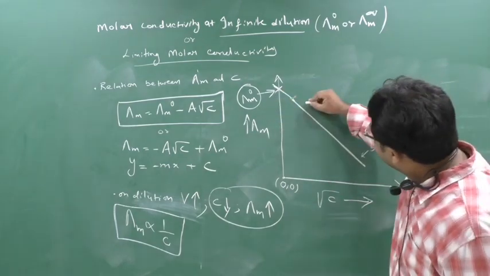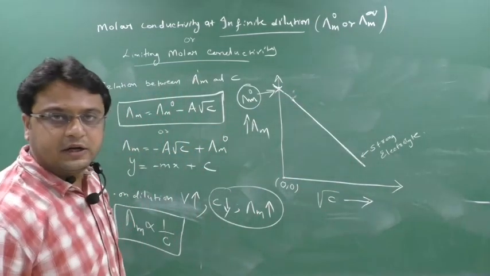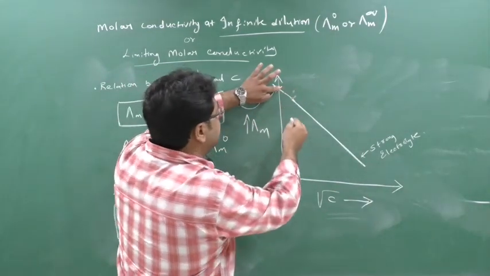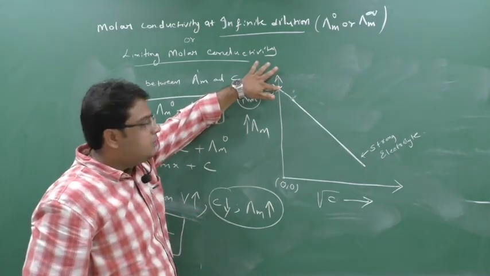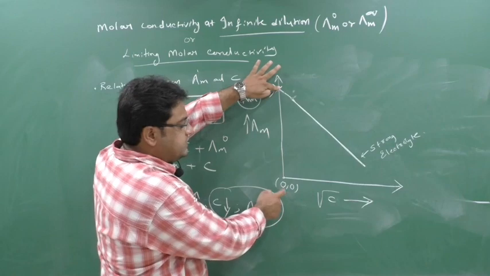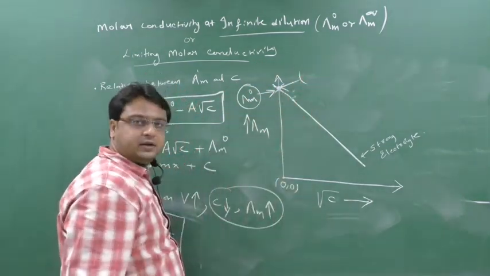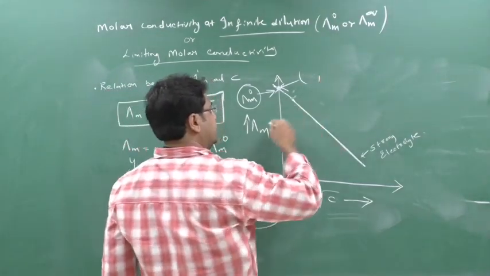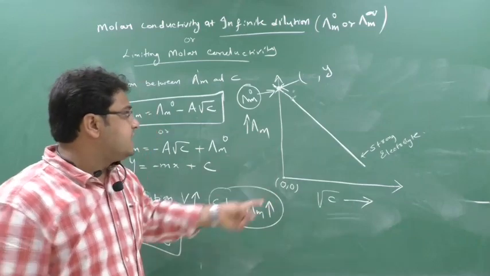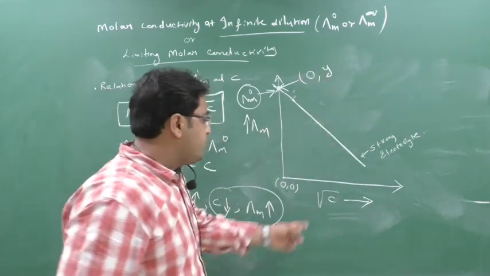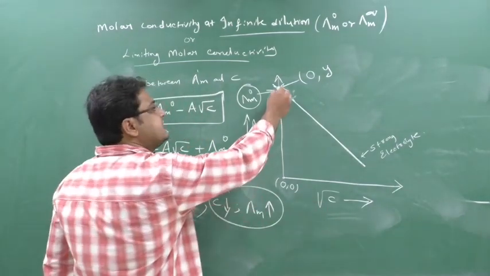This means the graph has cut the y-axis here. Now if you measure the y-axis value here, I will get some certain y value. But the x-axis value here will be 0. And on the x-axis, what is 0? Concentration is 0. It means I am obtaining this value at zero concentration.